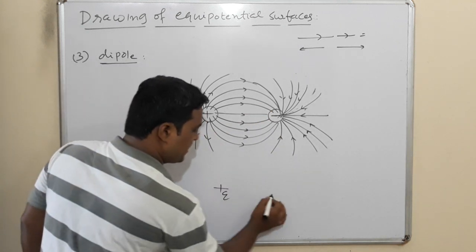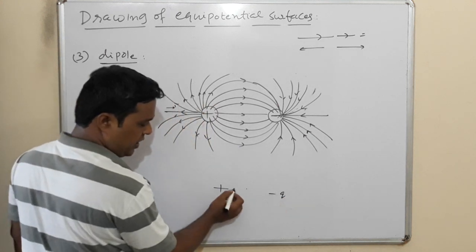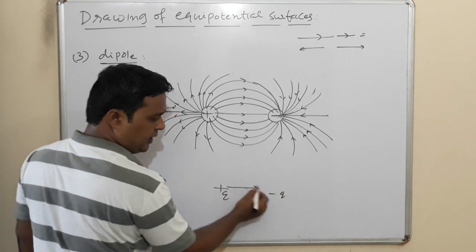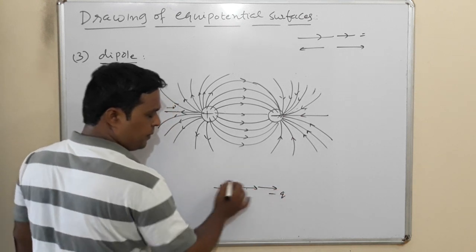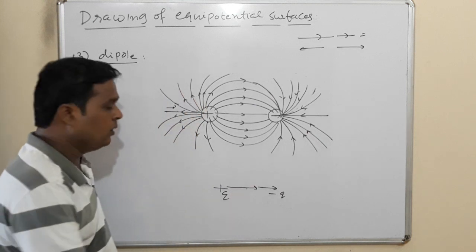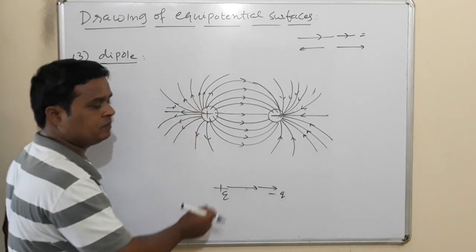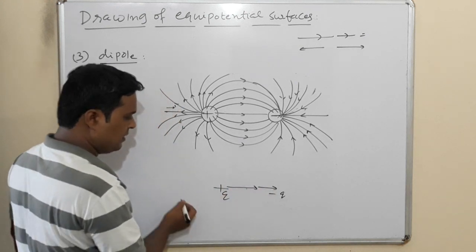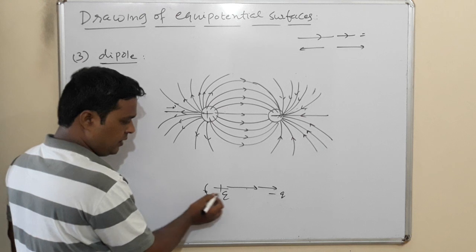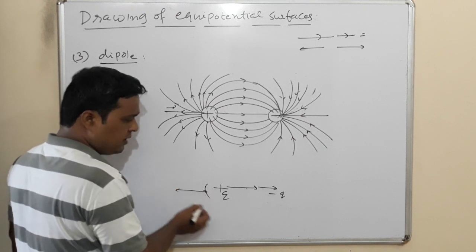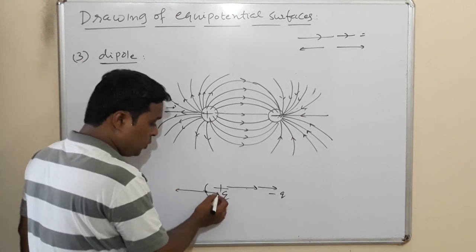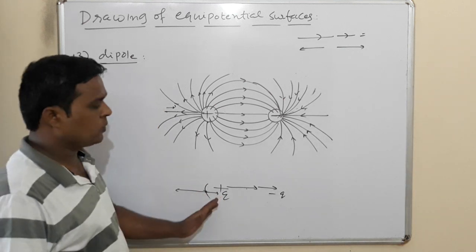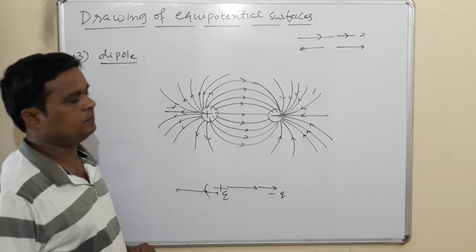Try to understand this. Plus Q, minus Q. In between, the field due to this will be away and the field due to this will be towards it. That means two fields are in the same direction. If two fields are in the same direction, then the net field will be more. That means the net field will be more here. And in this direction, the field due to this charge will be away and the field due to this charge will be towards. That means two fields are in the opposite direction. Therefore, the field will be weaker here.